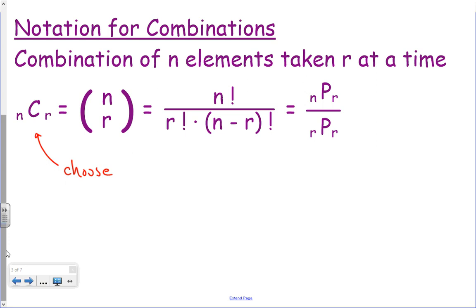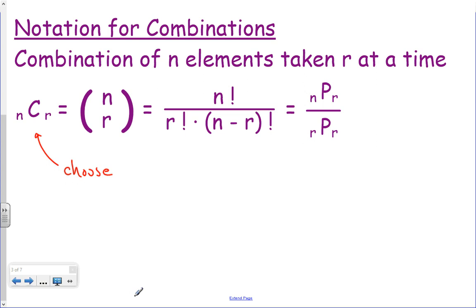So the notation for combinations. This is a combination of n elements taken r at a time. So nCr, or n choose r. Another way that you'll see this written is in a set of parentheses with n over r. That's kind of the shorthand notation for that. We'll see that in the next chapter, actually, when we talk about the binomial theorem. What does that actually mean? Well, this is defined as n factorial divided by r factorial times n minus r factorial.